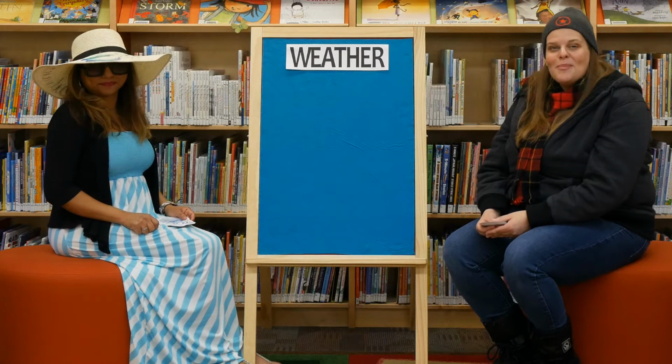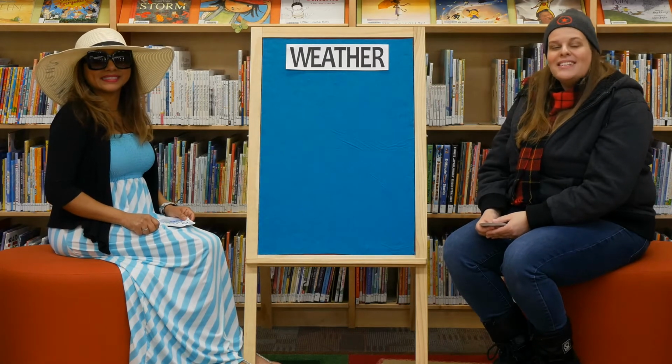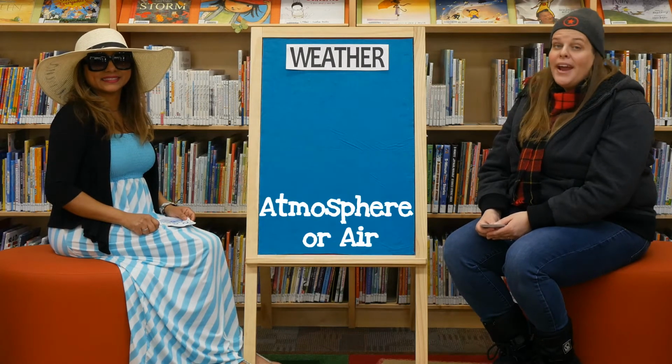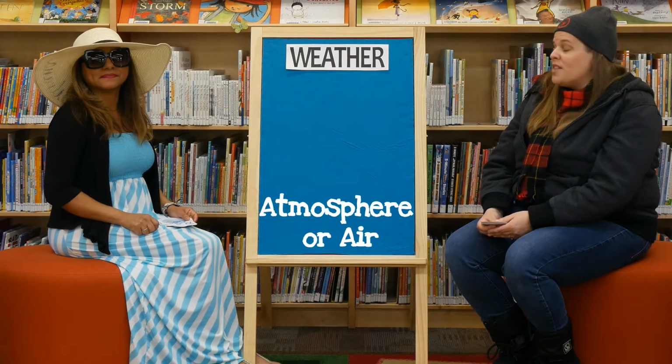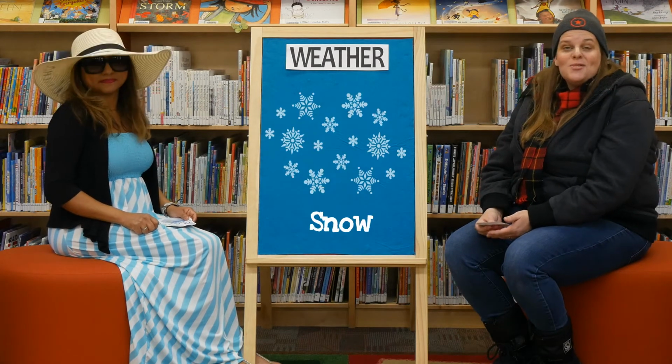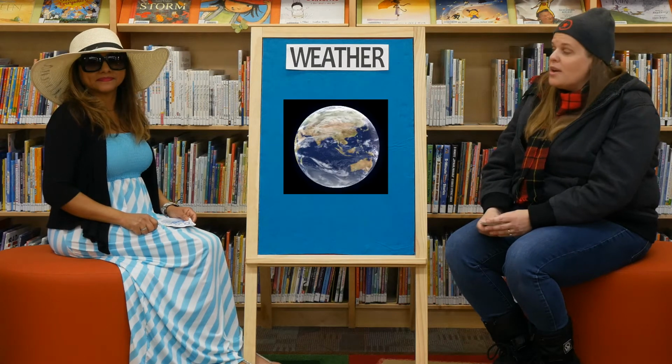Let's learn a little bit more about weather. Weather is the daily state of the atmosphere or air in any given place. Weather is sunshine and rain and snow and storms. It's what's going on outside right now. And the weather can be different in different places around the planet.